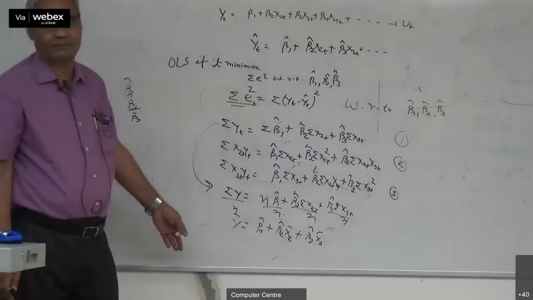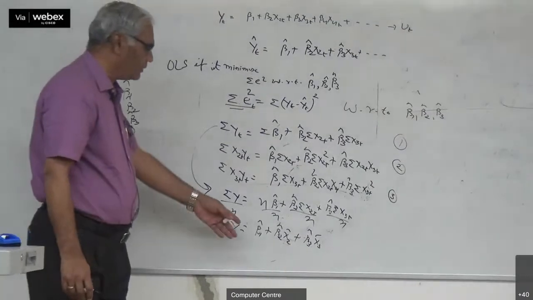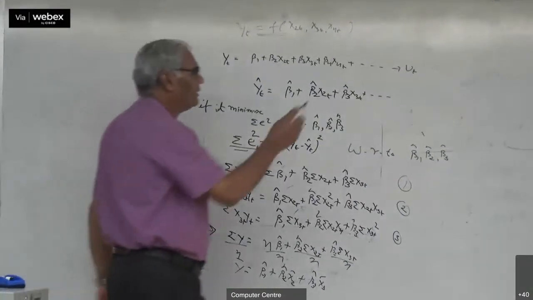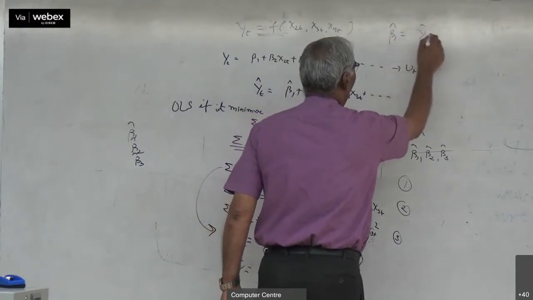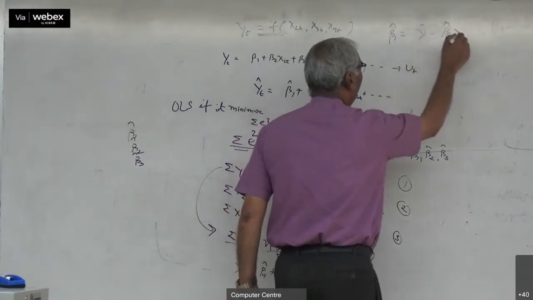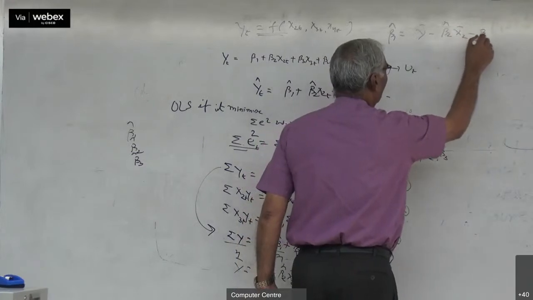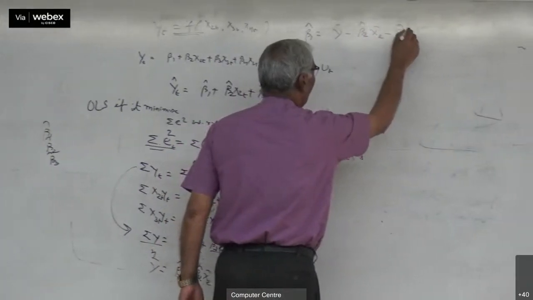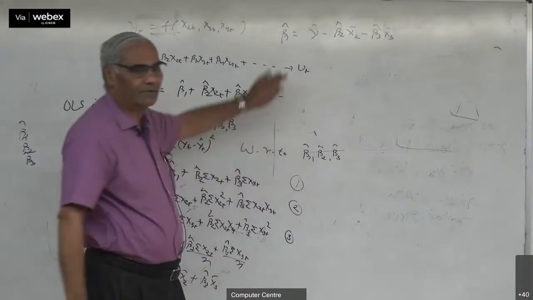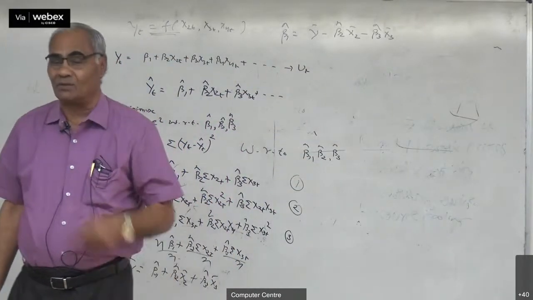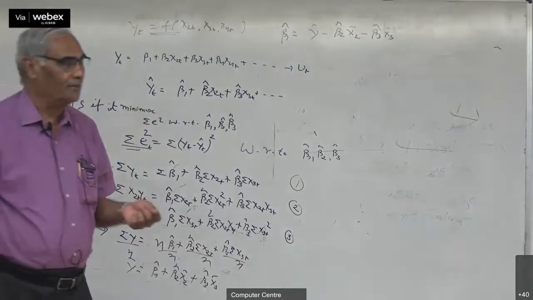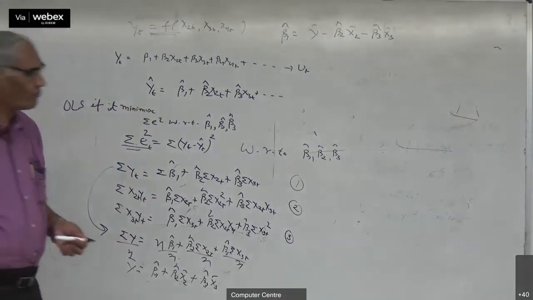Simple first equation. From this you can work out that beta 1 cap will be equal to y bar minus beta 2 cap x2 bar minus beta 3 cap x3 bar. This is the first value of beta 1. But in order to get beta 1, you must first know how to calculate beta 2 and beta 3.